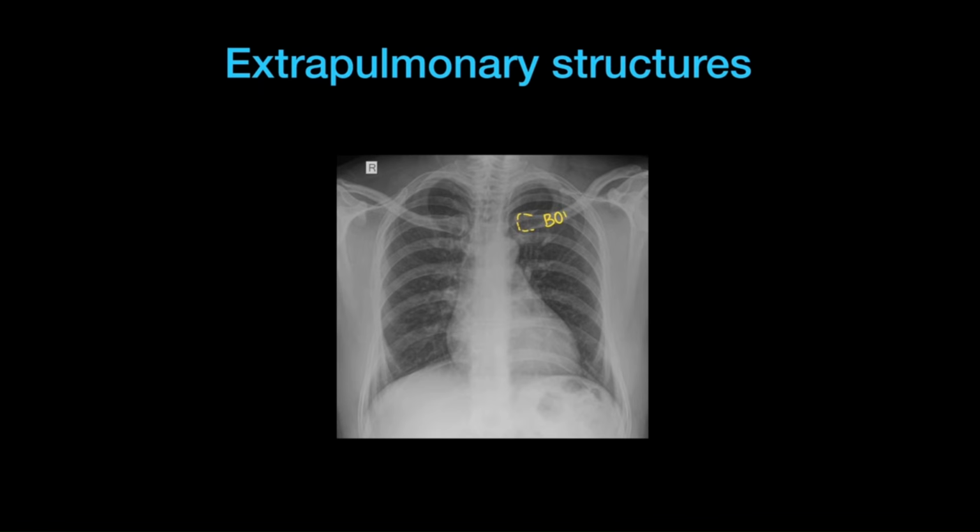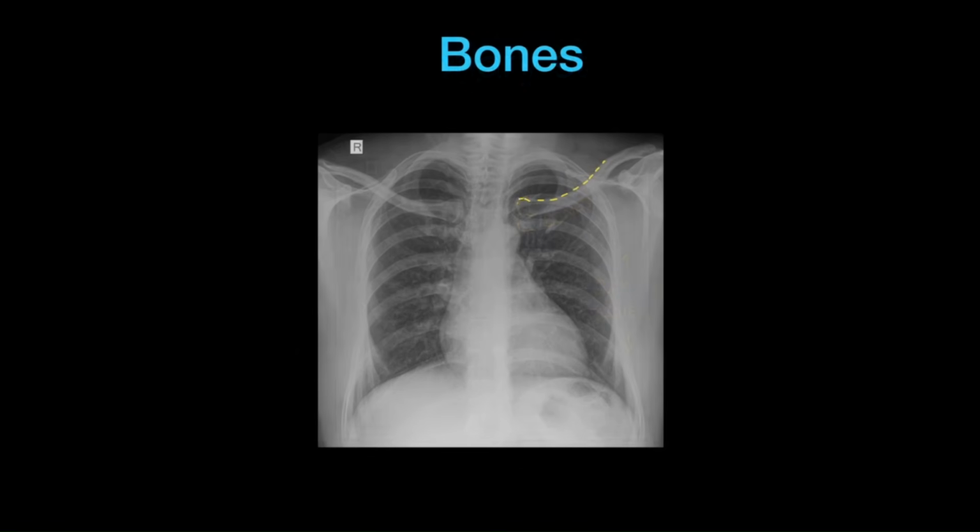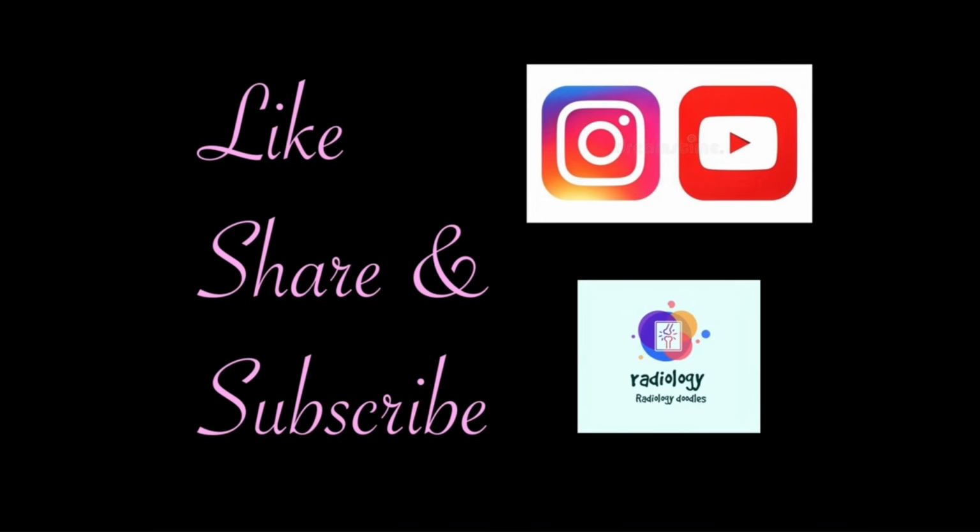Lastly, we discuss E of ABCDE, that is extrapulmonary structures, bones, soft tissues, whatever we can see. What bones can we see? We can see the clavicle, we can see the scapula here, and we can see the vertebral bodies. Then most importantly, the ribs. Look for their continuity for fracture or any lesions.